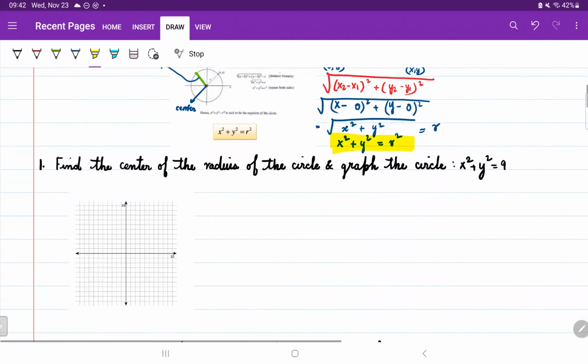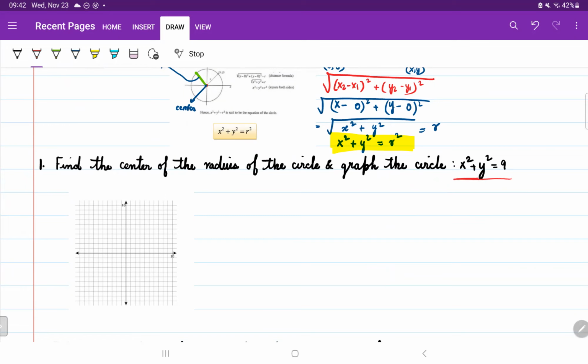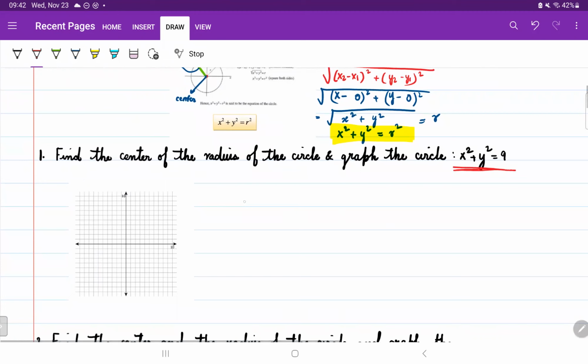Okay, let us do an example here. It says find the center and the radius of the circle and graph the circle. So here the circle equation is x squared plus y squared equals 9. We can just compare directly with the formula that we have here. So let us write down the formula again. We have x squared plus y squared equals r squared as one of the circle formulas when the center is 0, 0.